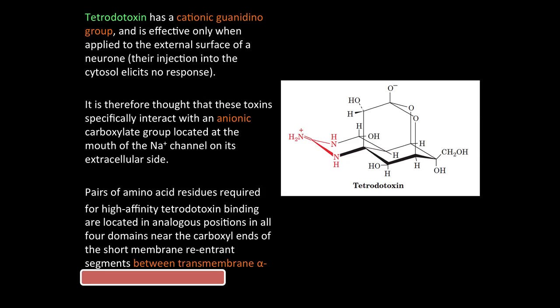Pairs of amino acid residues required for high affinity tetrodotoxin binding are located in analogous positions in all four domains near the carboxyl ends of the short membrane reentrant segments between transmembrane alpha helices, from helix 5 and helix 6, the P loops. All right.